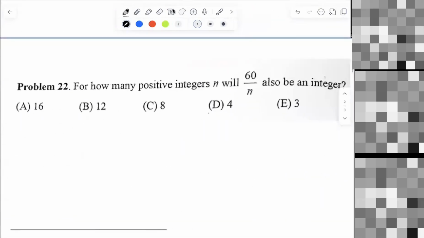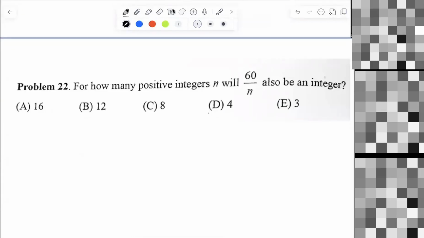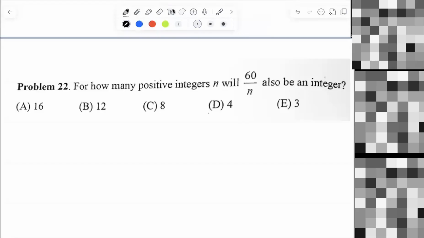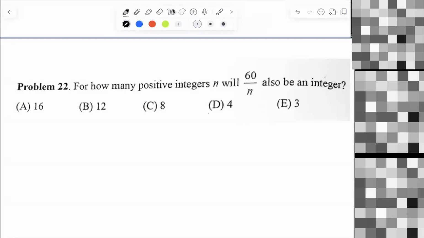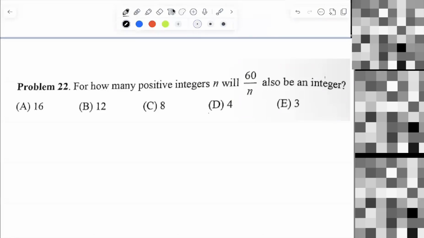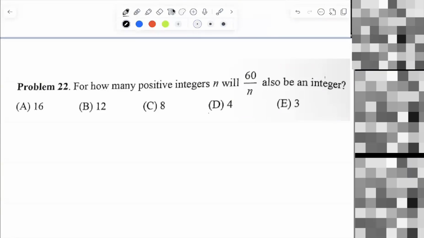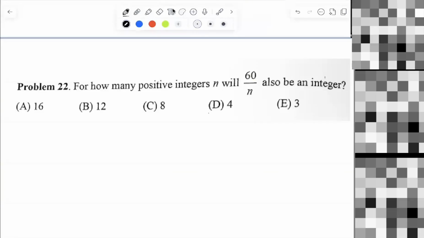Now let's move on to problem 22. For how many positive integers n will 60 divided by n also be an integer? Alright, so how do we approach this? Well, if we want it to be an integer and n is positive, we're just looking at the factors, since all the factors of 60 will always divide into 60. Alright? So let's try it out.